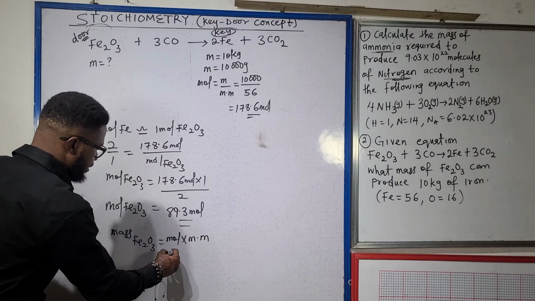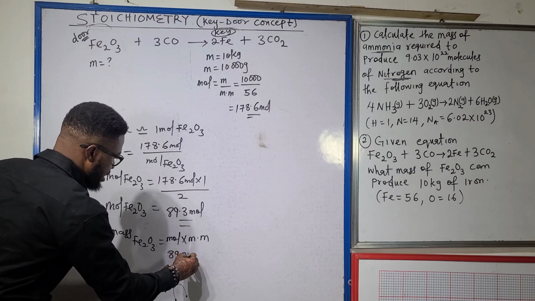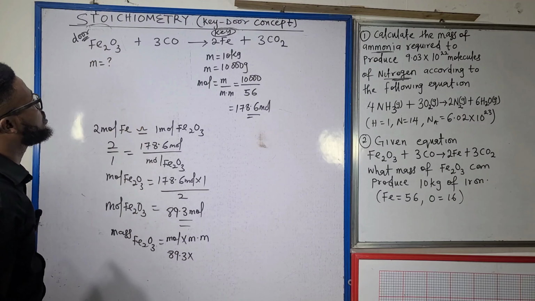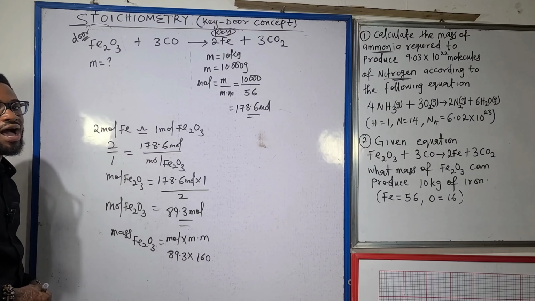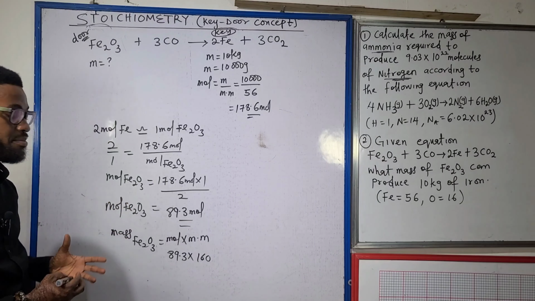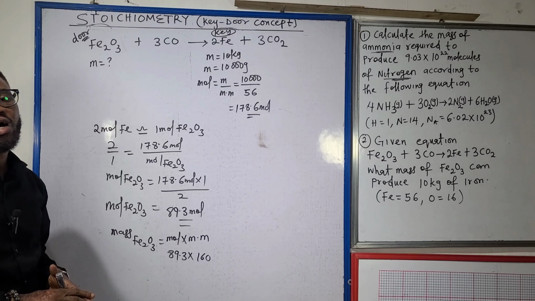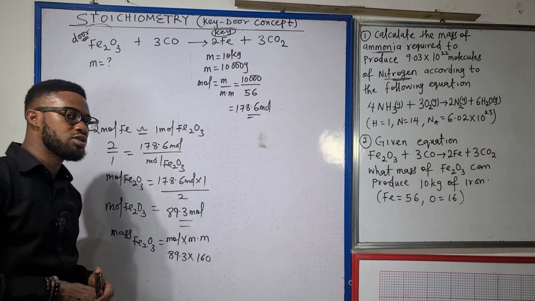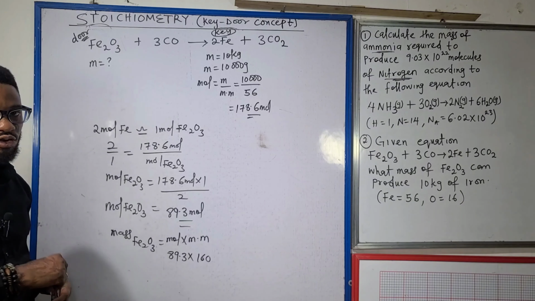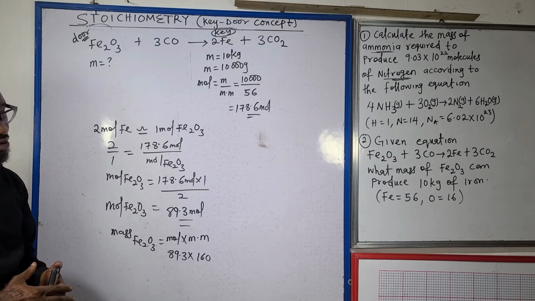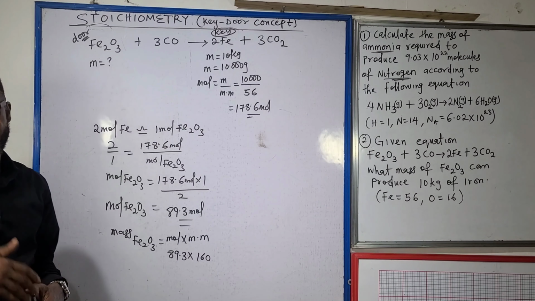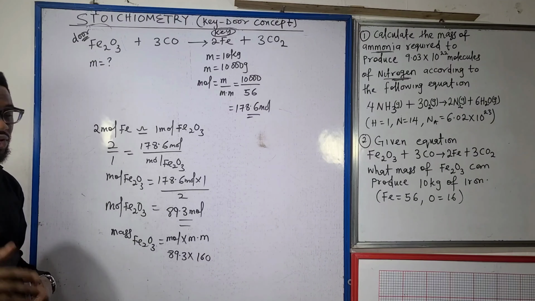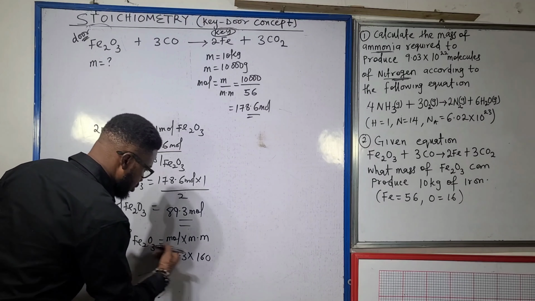So what I have is 89.3 times Fe2O3. If you calculate that, it should give you 160. If you don't know how to calculate relative molecular mass or formula mass, you can go to the description of this lecture video. You will see how to calculate relative molecular mass, percentage composition, empirical formula, and molecular formula as well.